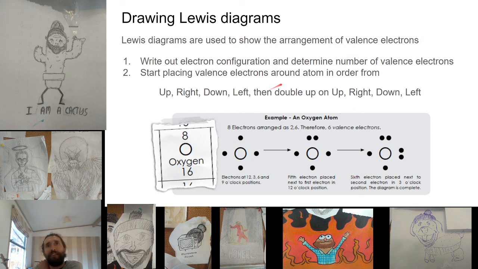We start placing the valence electrons around the atom in the order up, right, down, left, where it says 12 o'clock, 3 o'clock, 6 o'clock, 9 o'clock. So we put the first 4 there, and then we've got 2 more, and those 2 start doubling up. So we put another one here, and another one here. So here we've got our 6 electrons around the oxygen. 2 of them are in a pair, we call these lone pairs, and 2 of them are single electrons. These single electrons will be able to form covalent bonds.